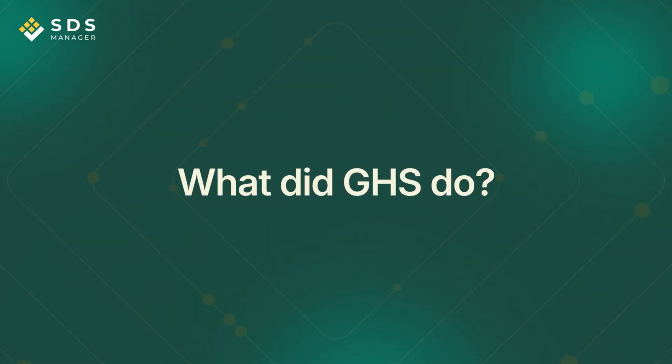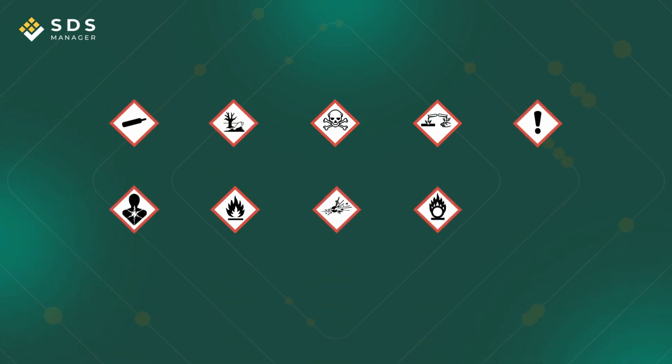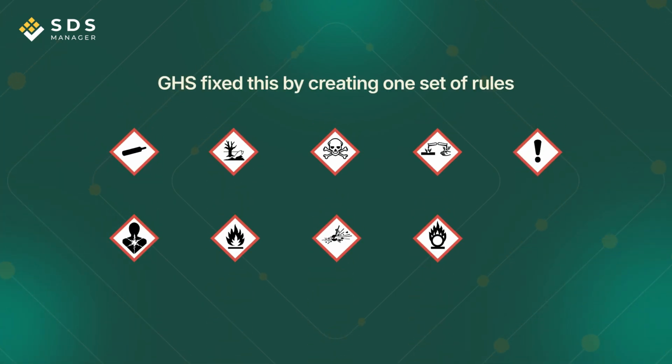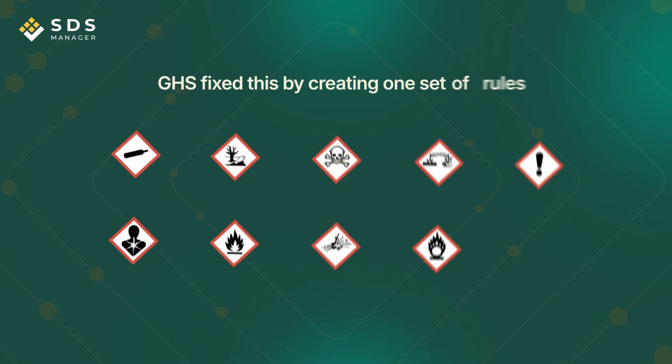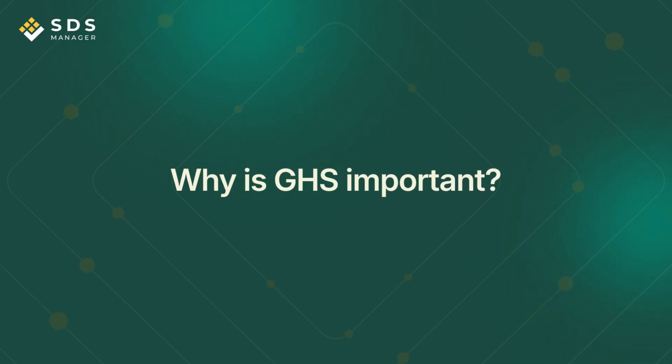What did GHS do? Before GHS was created, different countries used different symbols, words, and formats. That caused confusion and mistakes. GHS fixed this by creating one set of rules. It standardized how we decide if something is flammable, toxic, corrosive, or dangerous to the environment with the red diamond pictograms on labels. And most importantly, GHS created a universal way of relaying hazard information for everyone handling chemicals, starting from manufacturers to customers.